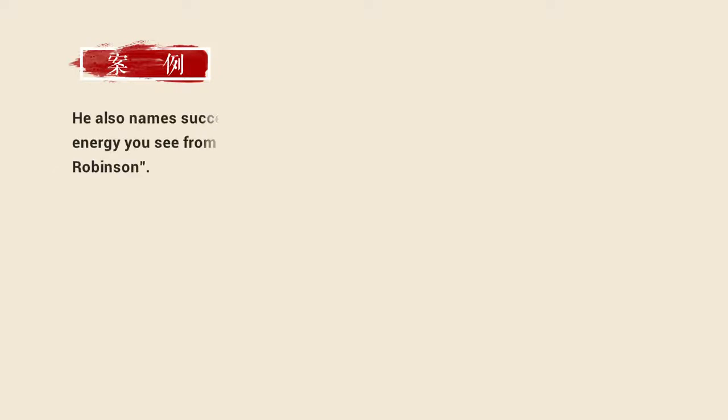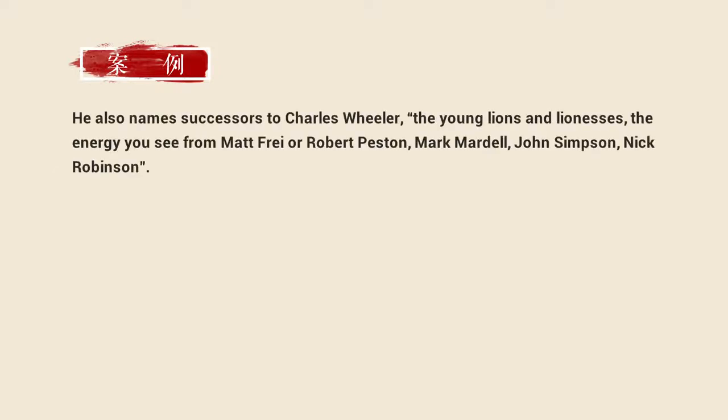The second example. He also names successors to Charles Wheeler, the young lions and lionesses, the energy you see from Matt Frey or Robert Paston, Mark Maddell, John Simpson, Nick Robinson. In this sentence, young lions and lionesses refer to Matt Frey, Robert Paston, and others who are mentioned later. This sentence says that from them we can see energy. Now that we're clear about the grammar and logic of this sentence, we can translate the examples first, and then translate the summary of what is common in all these people.